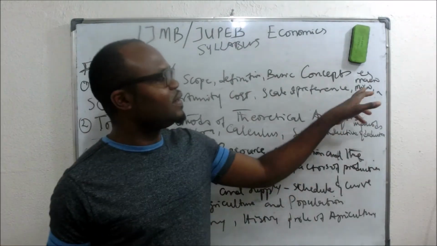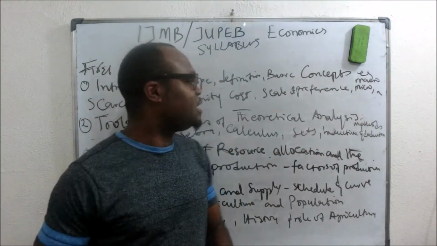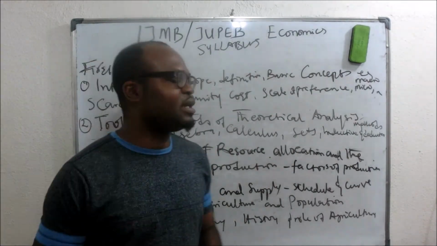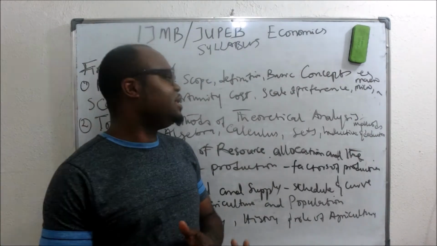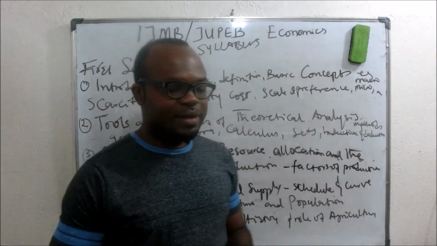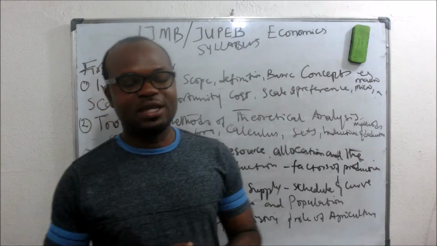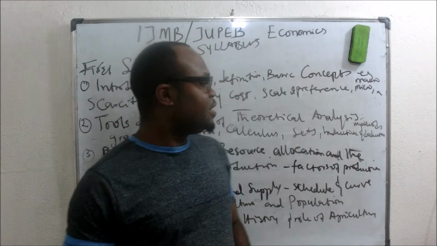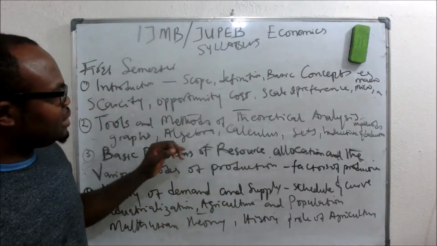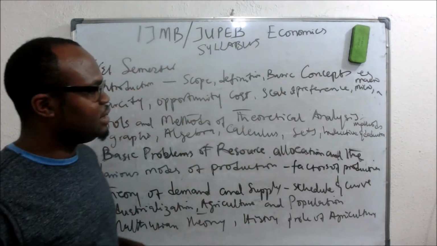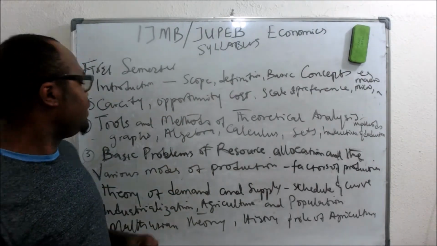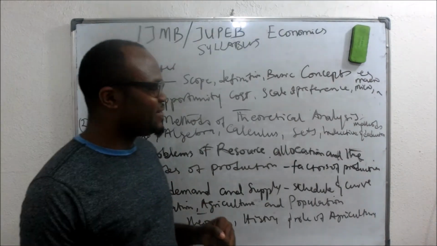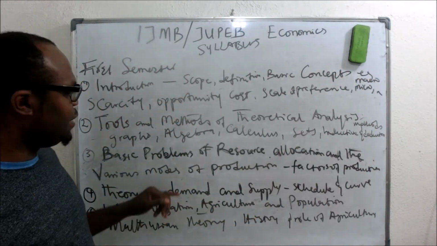Then we're also going to be looking at micro and macro economics. Then after that, we are going to be looking at the tools and methods of theoretical analysis in economics. In our basic O-level economics, we learned about graphs, tables, and charts. We're going to be extending that and learning about algebra, calculus, sets, and inductive and deductive methods of theoretical analysis. After that, we're going to be looking at basic problems of resource allocation and the various modes of production.